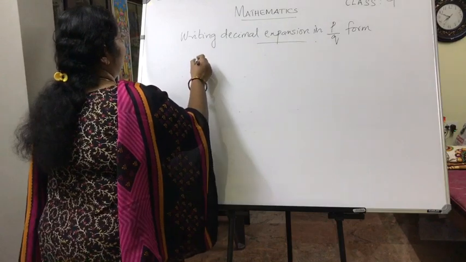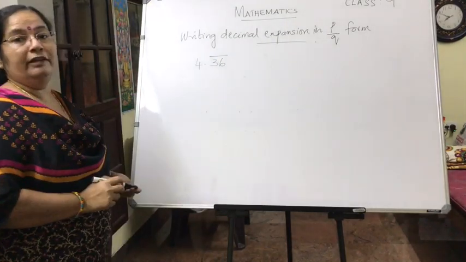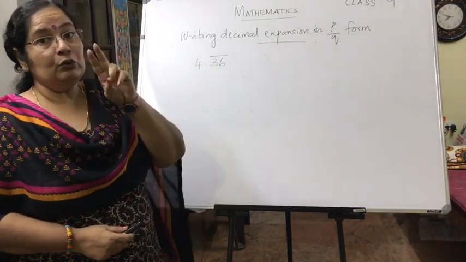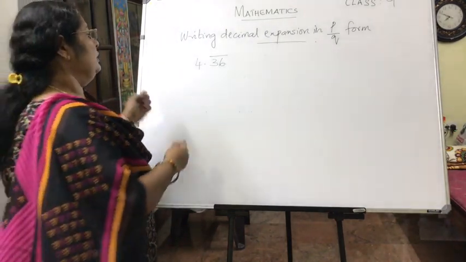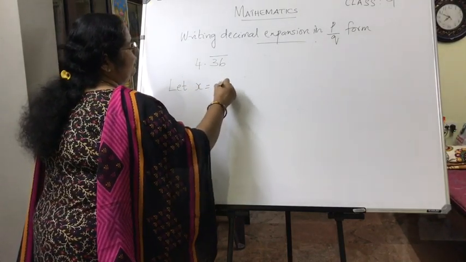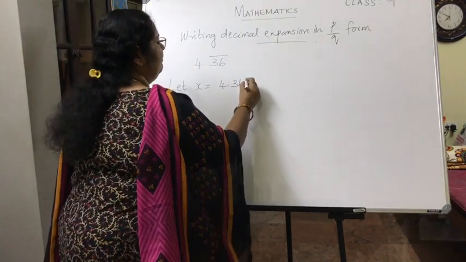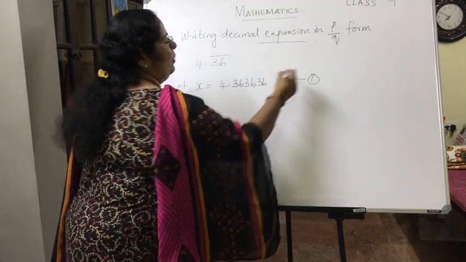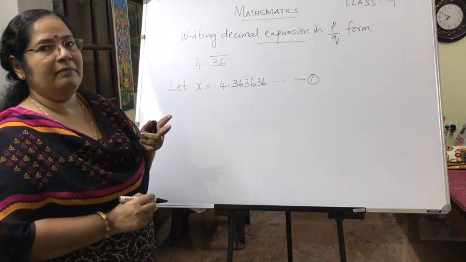Suppose it is 4.36 bar. Now here how many digits are repeated? 2 digits are repeated. Which are the digits that are repeated? 3, 6. So first, what is the step? Let x be equal to 4.36. Instead of putting the bar, I am going to write the digits themselves: 3, 6, 3, 6, 2 or 3 times I am writing. This is equation 1. Now, how many digits are repeated? 2 digits are being repeated.